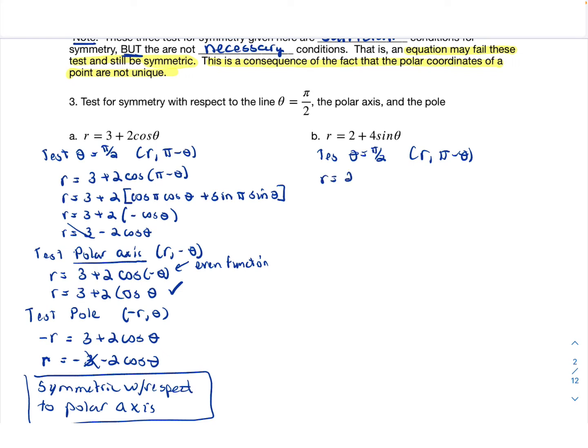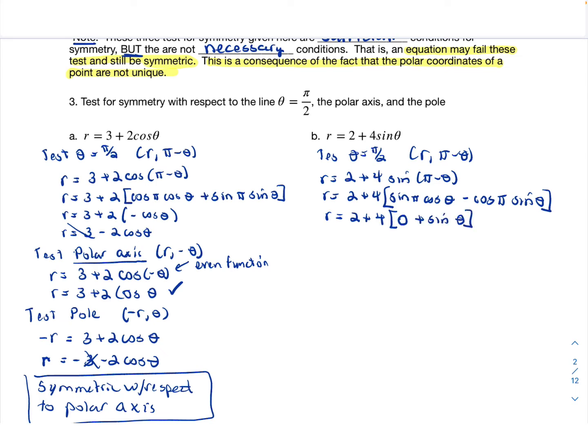All right, so we're going to test replacing r with r and theta with pi minus theta. So we're going to use our difference formula for sine: sine of pi times cosine of theta minus cosine of pi times sine of theta. Substituting in 0 in place of sine of pi and -1 in place of cosine of pi, we end up with sine theta. And so we get r equal to 2 plus 4 sine theta, which is equivalent to our original. And so this is symmetric with respect to the line theta equals pi over 2.